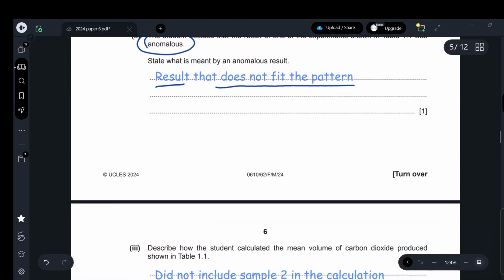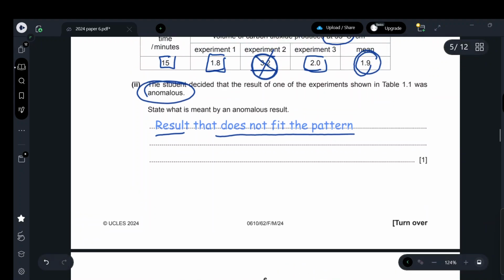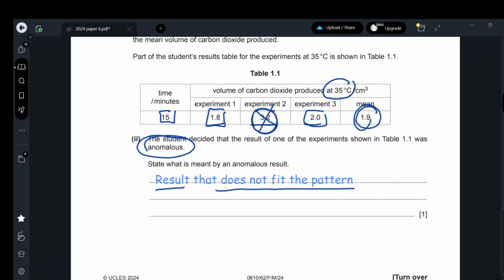Okay, and then he asks you again, how does the student calculate the mean volume of carbon dioxide produced? Not in general. In general, how do I calculate the mean? I add all the numbers over the number of data you have. But he's not asking you in general. He's asking you specifically in this experiment.